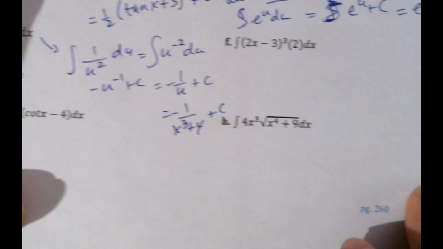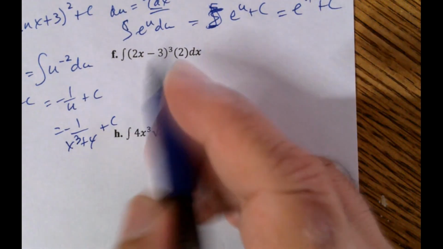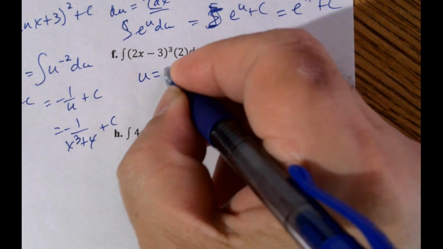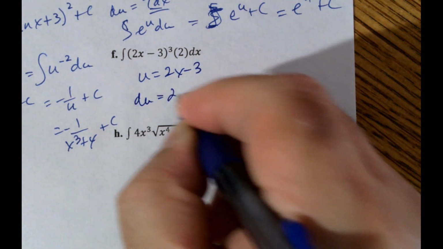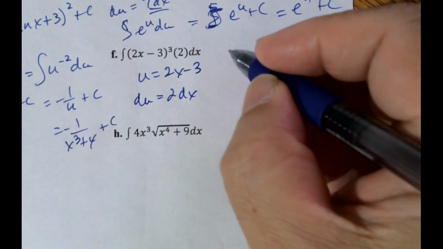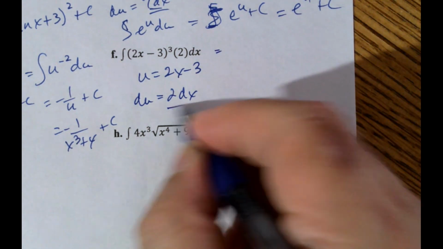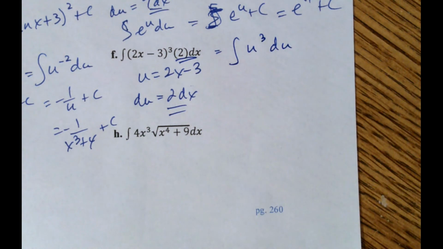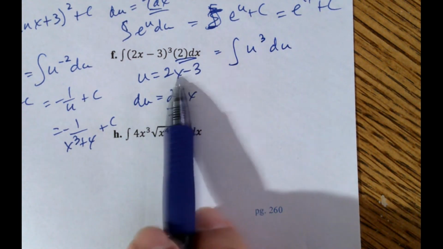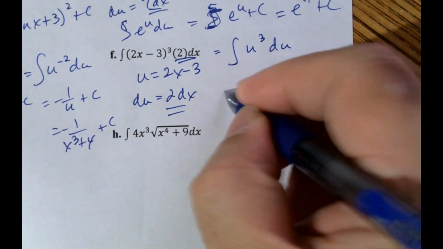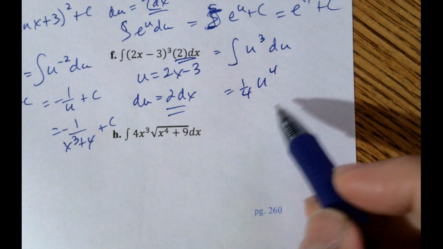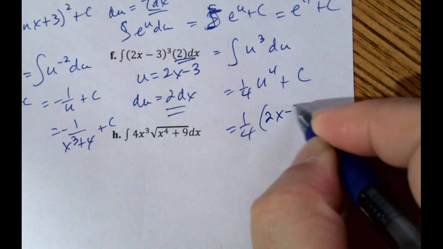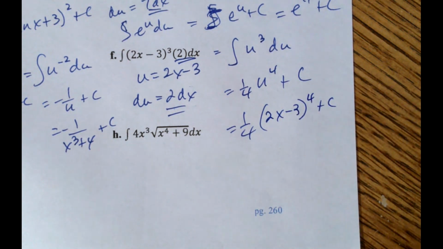All right, and then example F. Remember, we're letting u equal the function that's inside another function. You got 2x minus 3 to the third power. So I'm going to let u equal 2x minus 3. So du equals 2 dx. All right, continuing. Let's see what we got here. So I have 2 dx, and that's du, and 2x minus 3 is u. So it's integral of u to the 3 du. Replace the 2 dx with du, 2x minus 3 with u. So it's 1/4 u to the 4th. Right, 1/4, same as dividing by 4, plus c. And don't forget to go back and change it back to the original. And that's the answer to F.